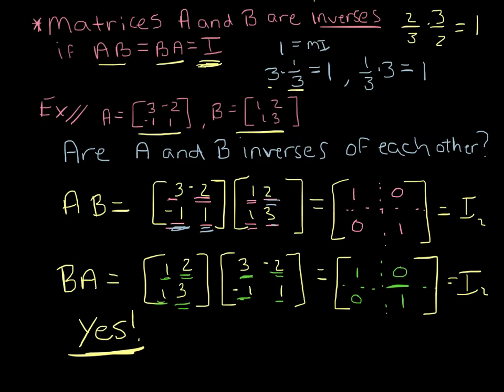I know it's obvious in the real number system that 3 times 1/3 is the same as 1/3 times 3, but it may not always be the case that you can multiply matrices in both directions. So in order to be true inverses, the multiplication in both directions has to give you the identity, which we showed here.